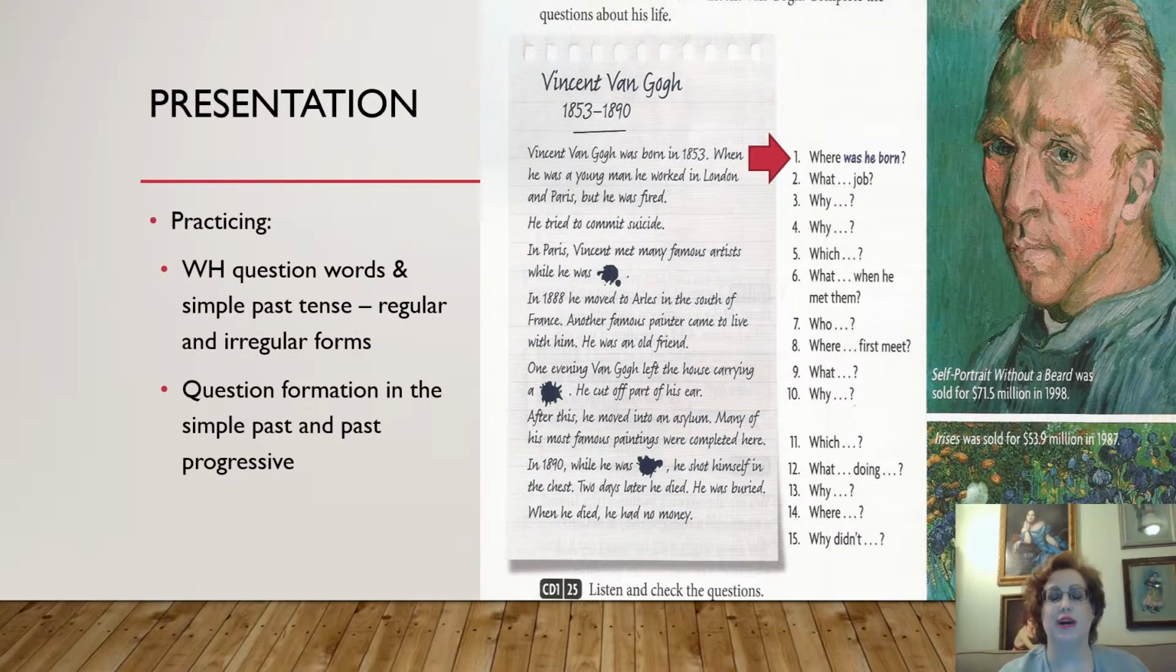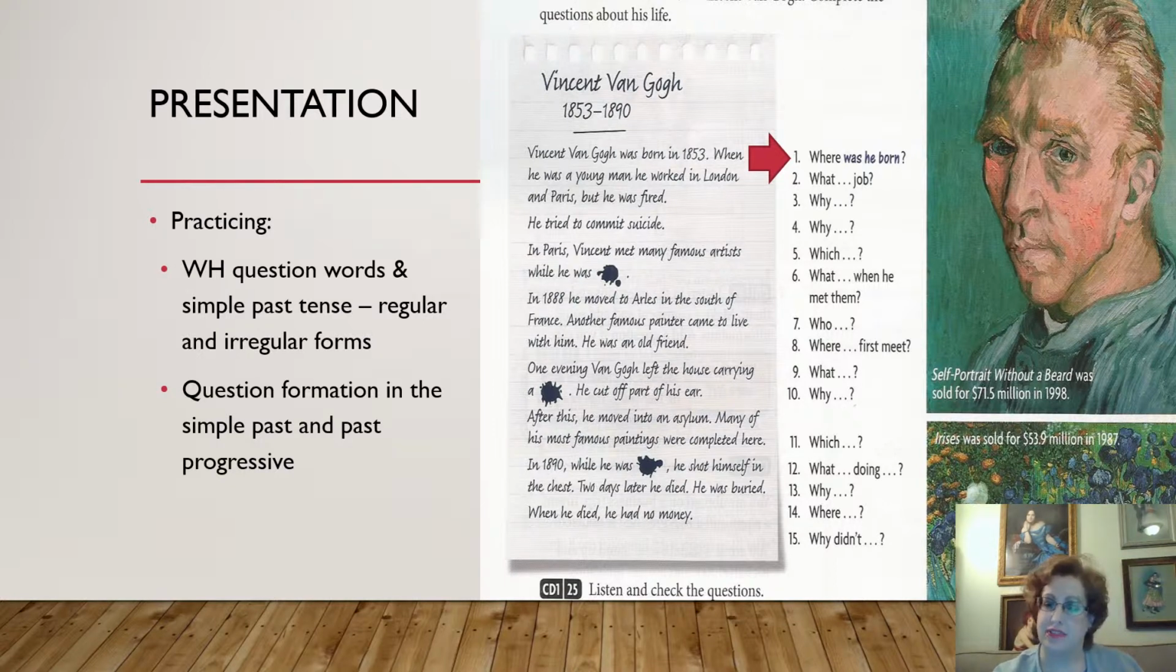Now we move on to what I call the meat of the lesson. The meat is the most important part. This will review WH question words along with the simple past, regular and irregular forms. Students will also practice question formation in the simple past and the past progressive.